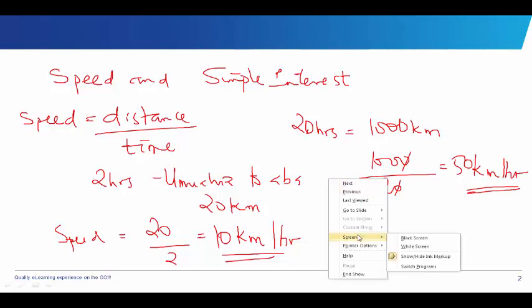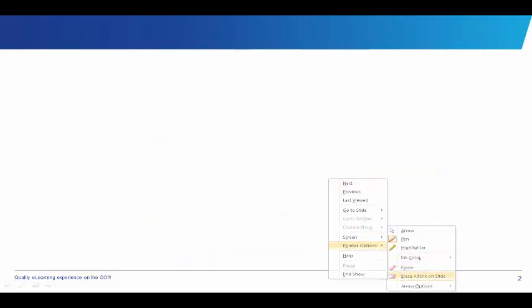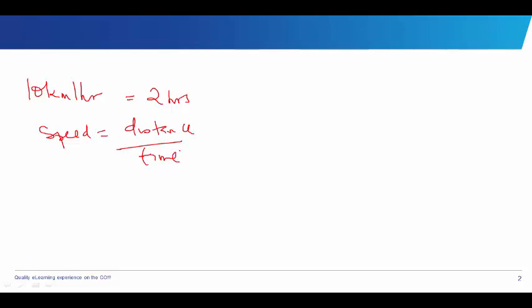Okay, let's try another example on that speed. Let's say a car is traveling at a speed of 10 kilometers per hour and arrived at its destination after 2 hours. What is the distance covered? So we'll now have that speed equals distance all over time. Now we'll have the speed as 10 equals, we don't know the distance, but the time is 2 hours.